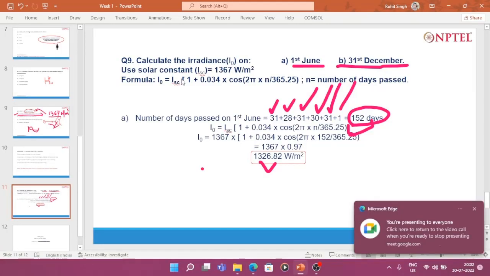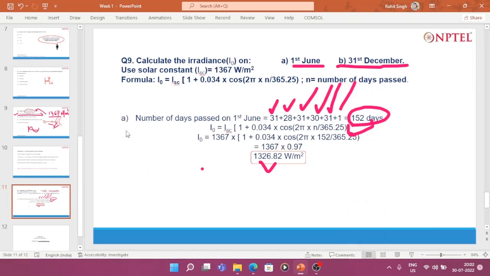Okay, the question is basically we have to calculate the value of irradiance. Irradiance, you know, is the total solar energy that is received per meter square of Earth. So we have calculated this value for 1st June. We need to calculate this value for 31st December. Simply, you apply this formula and calculate the irradiance value on 31st December. This is the question.